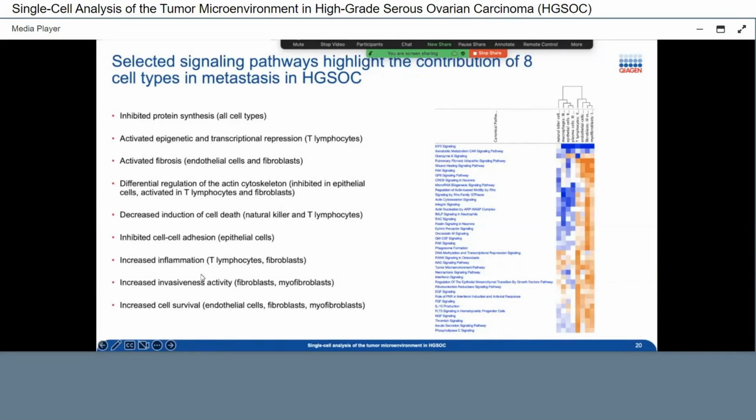You have a general inflammation. It's very increasing in T lymphocyte and fibroblast. Again, this is one of the hallmarks of cancer. You have an increase in invasiveness. You've seen that a lot in fibroblast and myofibroblast. And finally, you see an increased cell survival in endothelial, fibroblast, and myofibroblast cells. So just looking at that comparison, you have a general overview of what's up in that cancer situation, where pretty much all the cells, immune and non-immune, stroma cells, cancer cells, are all fighting each other, either to promote the environment for the cancer to thrive or to fight the cancer progression.